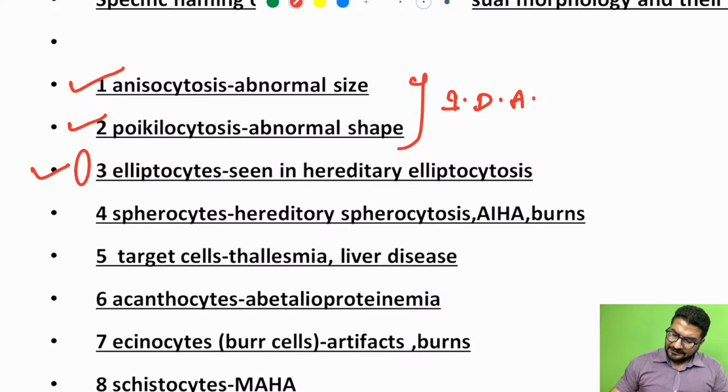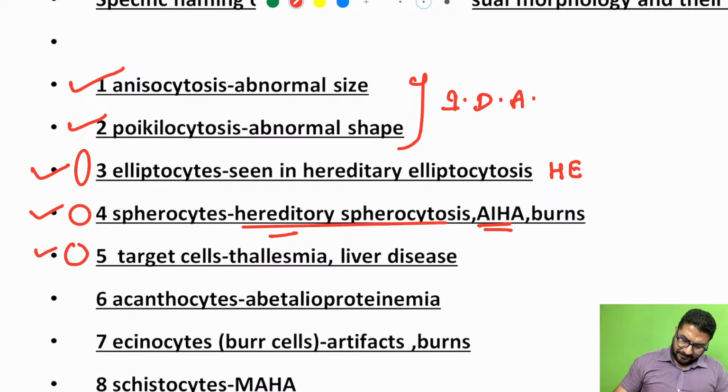दिस इज सीन in hereditary elliptocytosis. Spherical RBCs become like a sphere. We call this hereditary spherocytosis. So it is seen in hereditary spherocytosis, AIHA, and sometimes in burn patients. Same spherical cell ही होगा, बस बीच में एक target होगा. You can see a target in the center. We call these target cells.